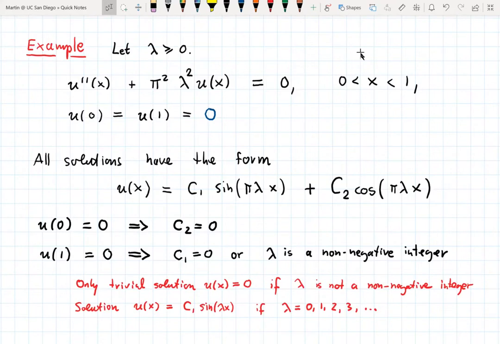And that leads now to the following interesting observation. If lambda is not a non-negative integer, then this boundary value problem only has a trivial solution, u(x) equals 0. But if lambda is a non-negative integer, lambda equals 0, 1, 2, 3, and so on, then in fact the solution space to the differential equation is one-dimensional. It's the span of sine pi lambda x. So then we have got an infinite number of solutions that look like c1 sine pi lambda x.